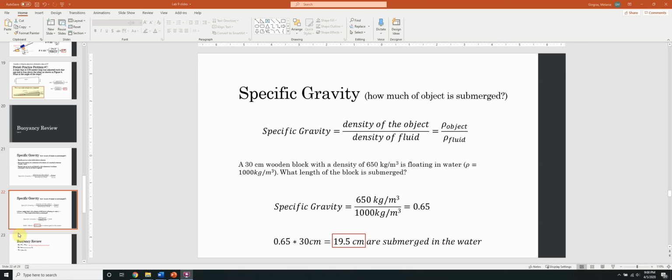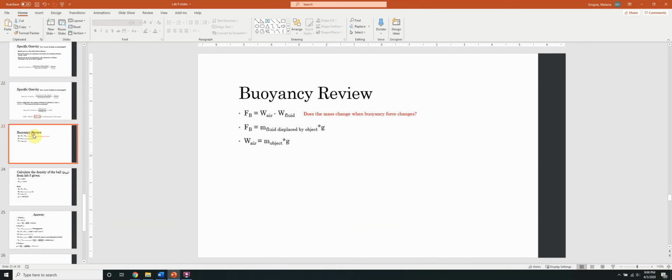All right, so more buoyancy review. We established in the lab that buoyancy force can be calculated a few different ways. One of those ways is we can subtract our weight in air, as you did with the hanging metal ball. We had the weight of it in air, and then we submerged it in water, and then we got the weight again. The difference between those two forces is the buoyancy force.